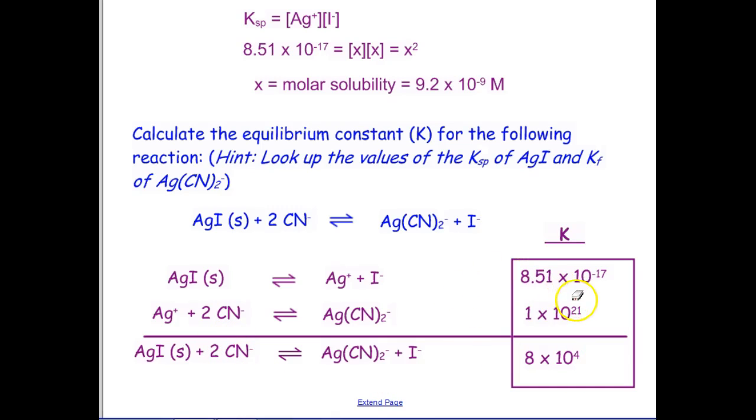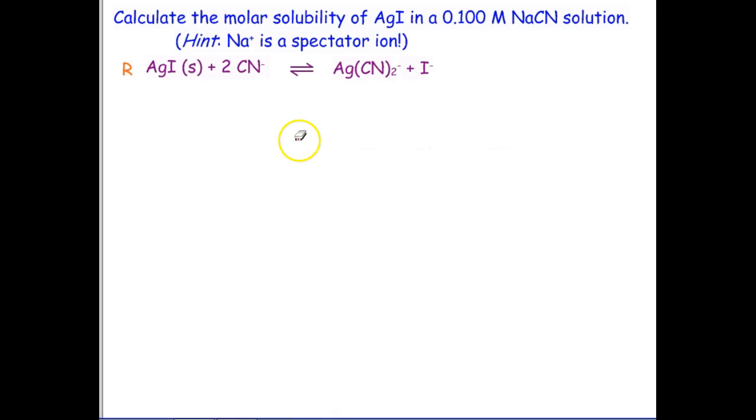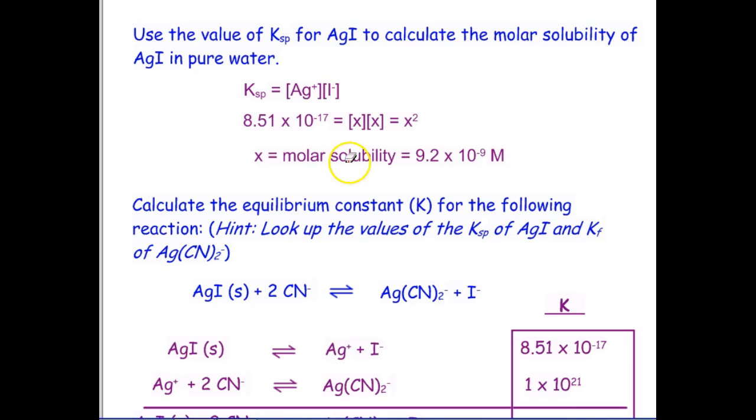So what we're doing is we're taking something that is not likely to happen with a very small K, mostly reactants, and combining it with something with a larger K, mostly products, to force the first reaction to somewhat happen. That happens a lot in our biological systems. We're going to talk about that on another day. So you can see from the previous slide that we have KSP in pure water. The molar solubility is really small.